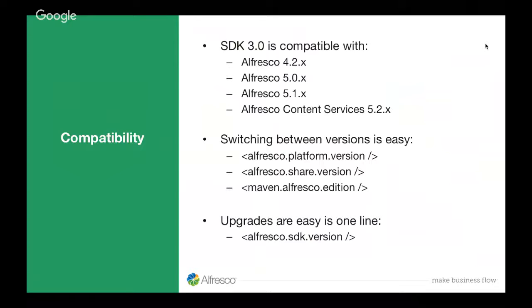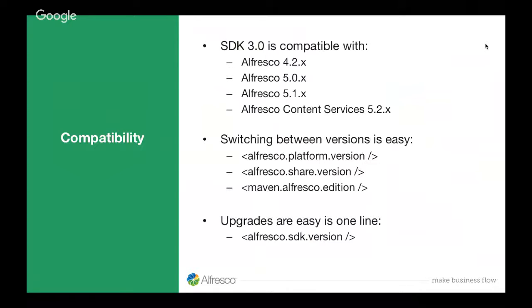And switching between these versions and even editions is quite easy. In your POM file, you have an Alfresco platform version, Alfresco share version, and Maven Alfresco edition. So if you wanted to run your project on a 5.0, you simply change the platform and the share version, and then you can switch between community and enterprise as well.